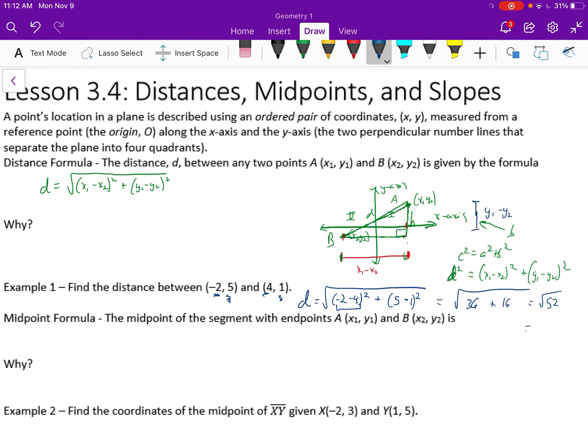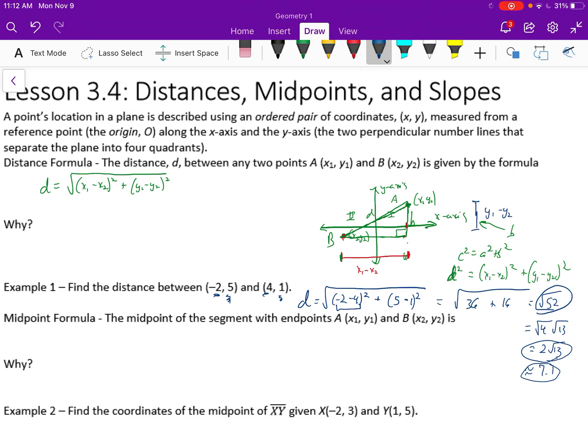Now, if you took Algebra 2, you might remember how to simplify this. This is the square root of 4 times the square root of 13, which is 2 root 13. It's about equal to 7.1. So this answer is acceptable. This is better, this is an approximation. So that's how you use the distance formula. Just plug it in.